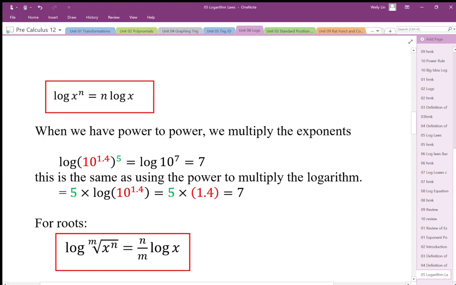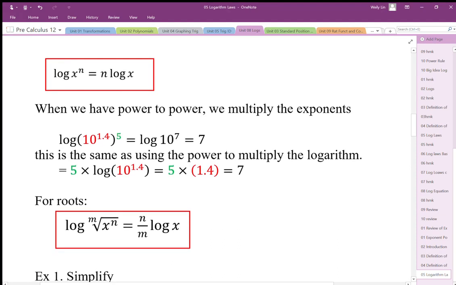Okay, the last rule is the power to power rule. So if I have a power on this argument, I can bring it out front and multiply it to the log, or multiply the power. Remember, the log is your exponent or your power.